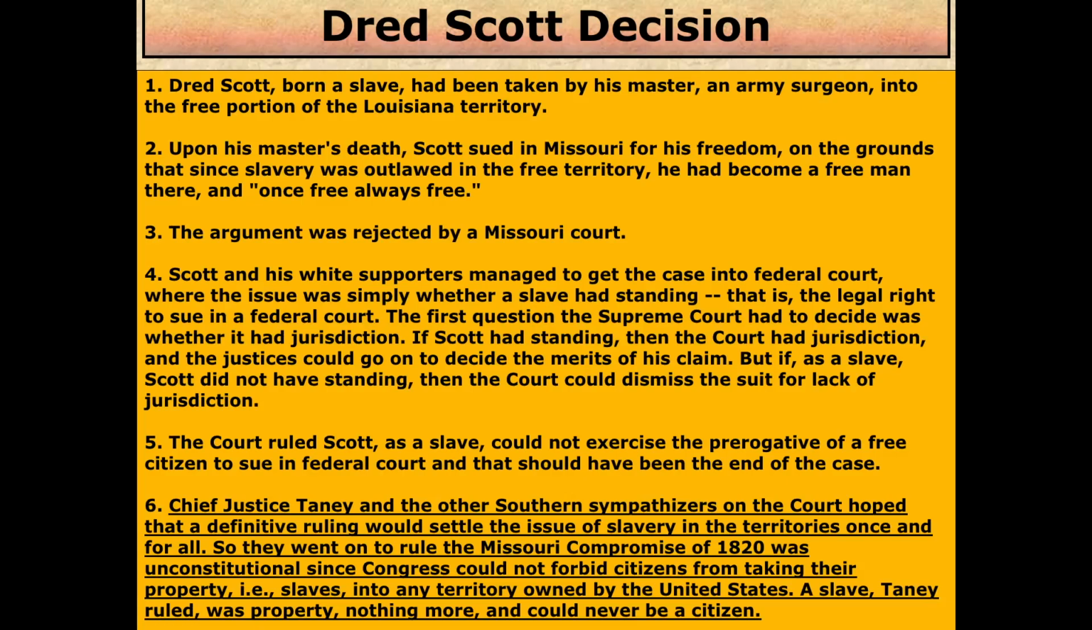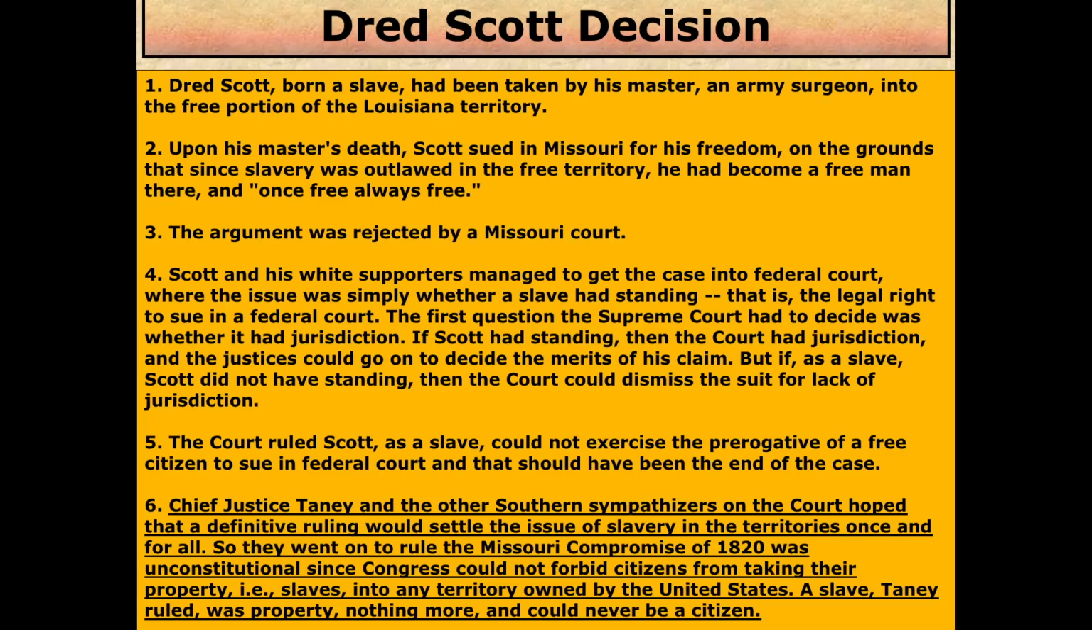His master dies. And so Dred Scott is like, well, shouldn't I be free? This is free territory. Come on now. He feels that he has the right to address the court and whatnot. The Missouri court rejected his argument, but the abolitionists get involved, and they're going to help propel this thing to the Supreme Court. Here's what happens.